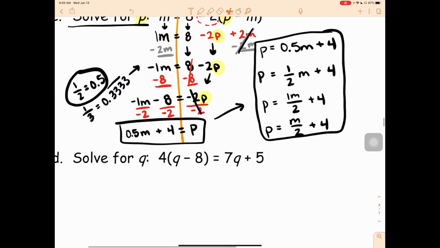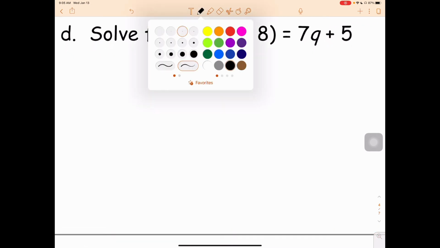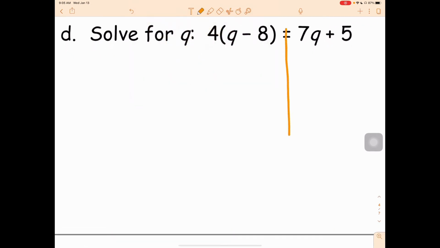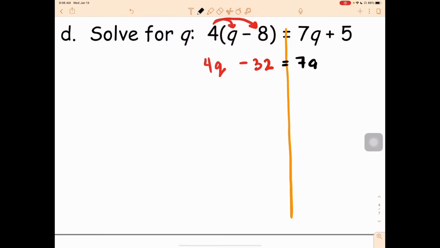All right, so now let's go ahead and solve for q here. So if I draw a line down my equal sign, okay? Let's go ahead and distribute the 4. 4 times q is 4q. 4 times negative 8 is negative 32. Okay, equals 7q plus 5.